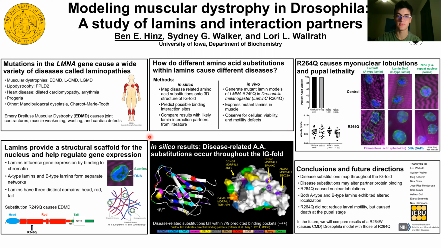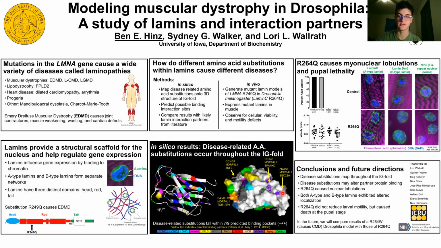From our in silico research, we found that disease-related amino acid substitutions occur throughout the entire IG fold. On the left is a cartoon of the IG fold, color-coded by which diseases occur at specific residues. As you can see, every disease located by the different colors can be located in any region of the IG fold. On the right is a surface structure of that same IG fold, complete with the color scheme.